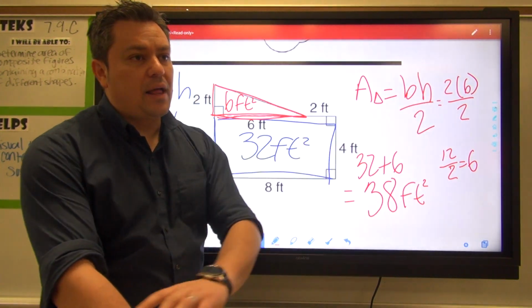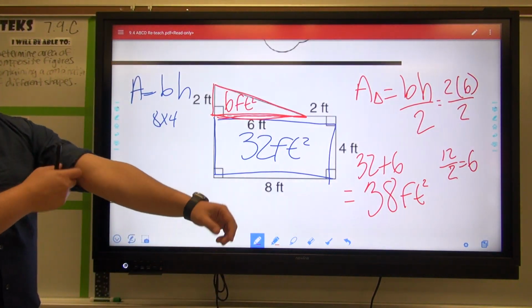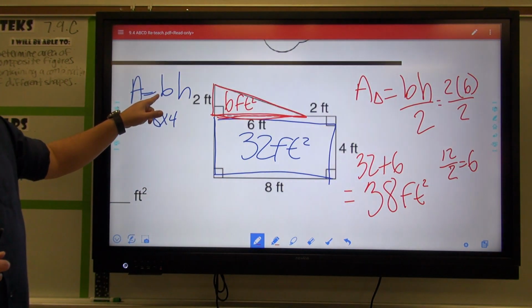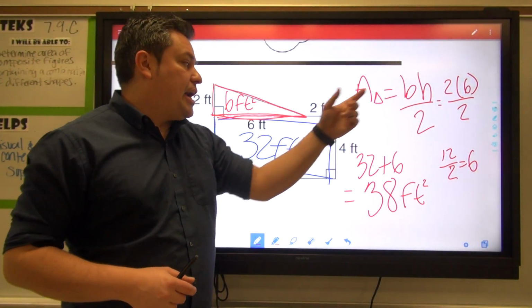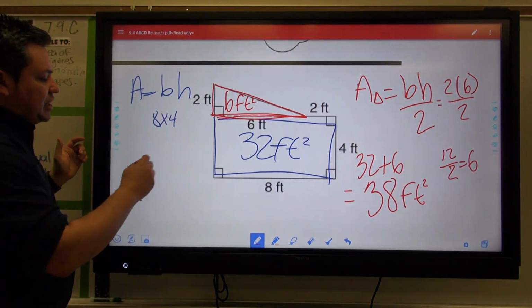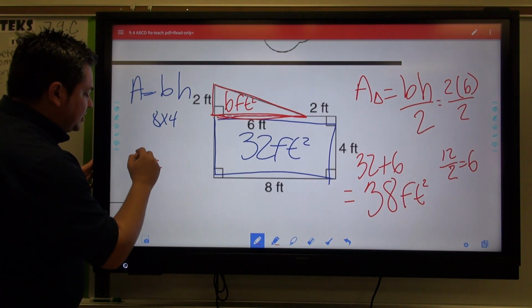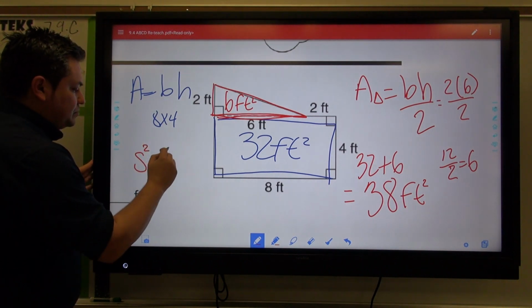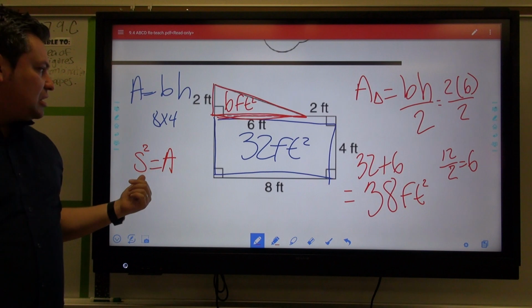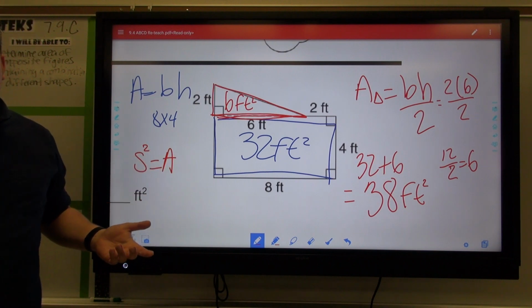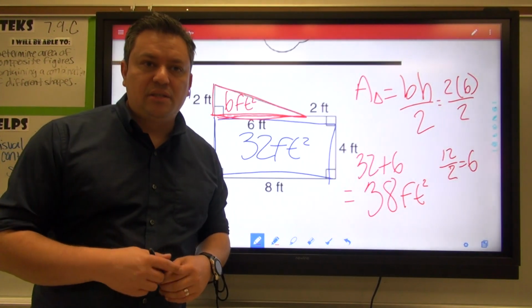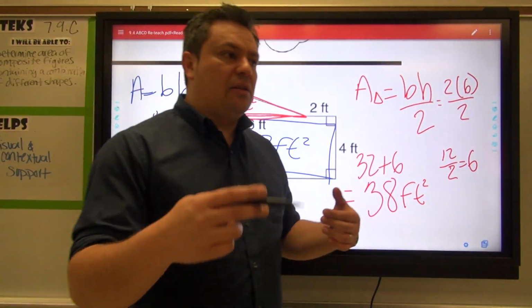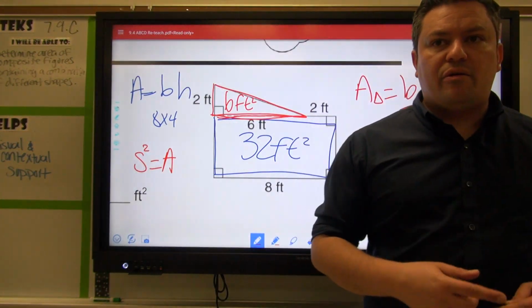Do the square and the rectangle have the same formula? No, the rectangle is base times height. Triangle, base times height divided by 2. Square? Oh, yes. For the square, there's actually a formula, which is S squared. But it's just length times width. It's the same thing, right? Why S squared? Because you're multiplying the same number twice. But it's not given to you like that in the formula sheet. You will see it later on.